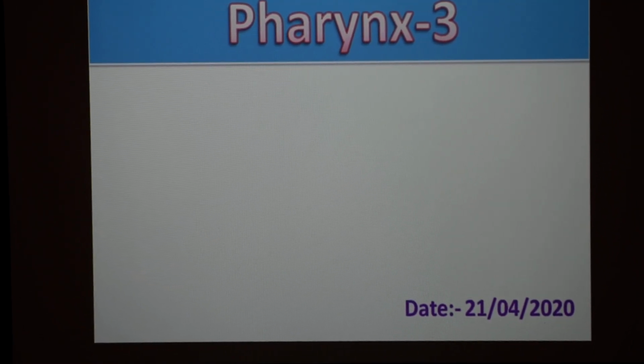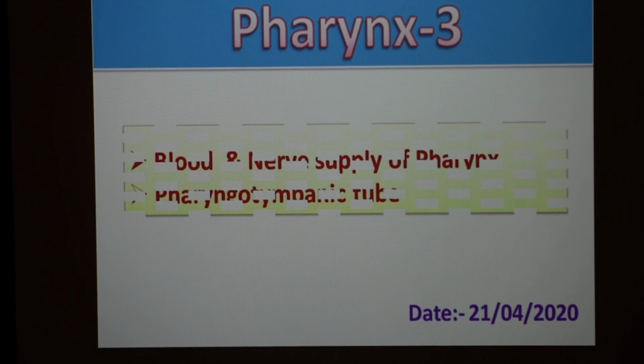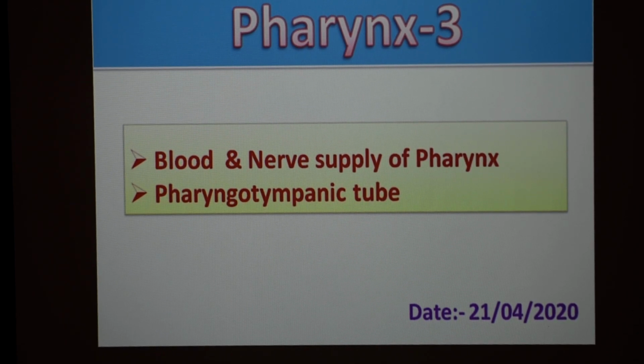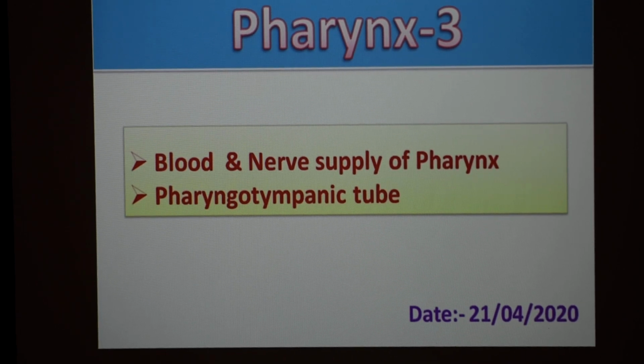Discuss the rest portion of the pharynx. That includes the blood supply and nerve supply of the pharynx and pharyngotympanic tube, also called an auditory tube or Eustachian tube, that connects the nasopharynx and the middle ear cavity.